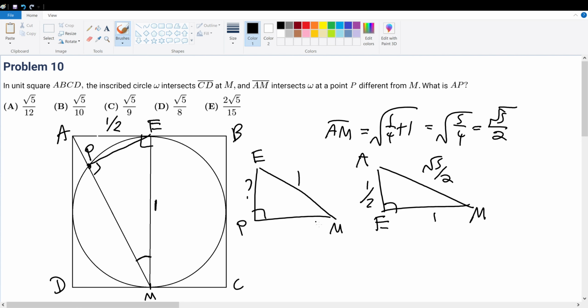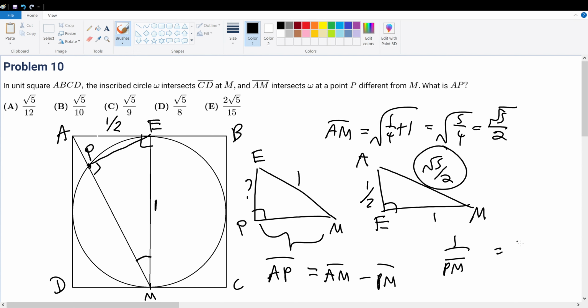So we're trying to find what? AP, right? But in order to find AP, we have to find PM first, because AP is equal to AM minus PM. So we know what AM is. AM, again, is root 5 over 2, so find PM and we're done with the question. So 1 over PM is equal to root 5 over 2 over 1. So that's just equal to that. So therefore, PM is equal to 2 root 5 over 5.